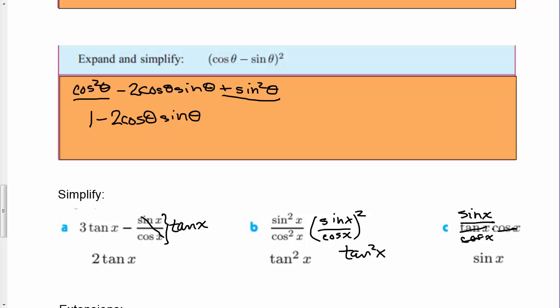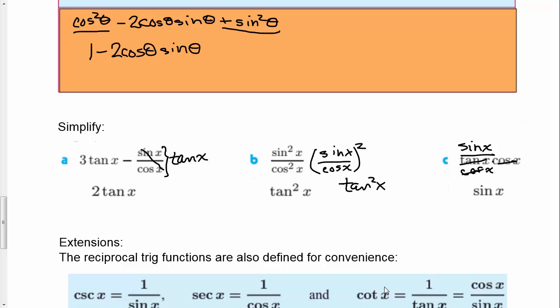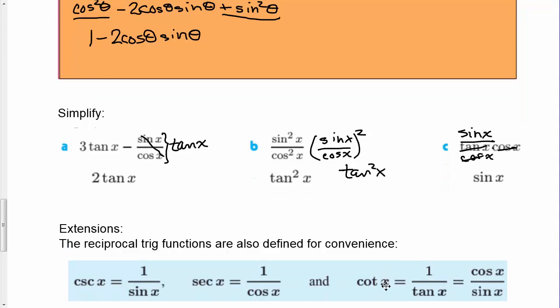I want to go on now with some extensions. These things don't show up in the SL syllabus, but they're worth your noting. And so I want to just show you what they are.